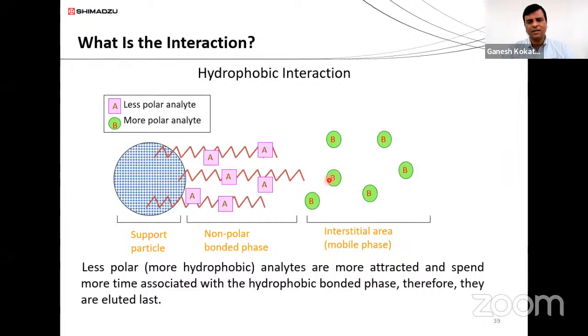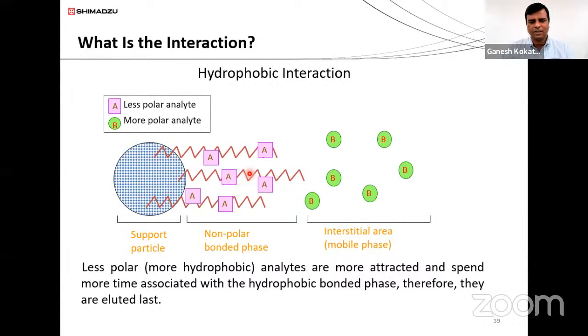So it has very little interaction with the silyl moiety. And as A is non-polar, it gets adsorbed on the silyl moiety, the C18 structure. So a more hydrophobic analyte, that means less polar, gets attracted and spends more time. On the other hand, the polar moiety spends less time on the silica gel.